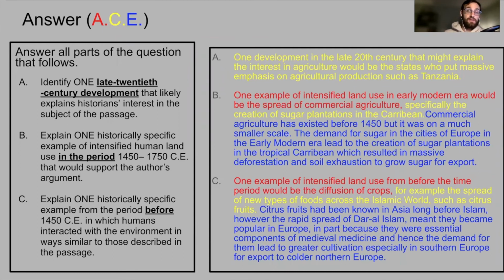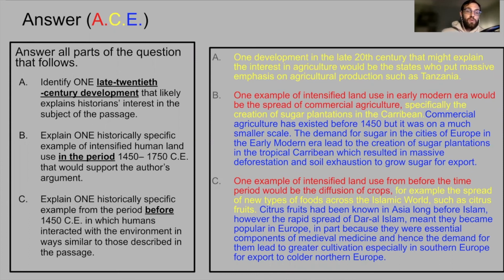I've used the ACE method, and you can see the color coding in the left-hand corner. So for the first question, one development from the late 20th century I chose to talk about would be the states who put massive emphasis on agricultural production, such as Tanzania. That could have sparked the author's interest in the question of intensified agriculture in the early modern period.